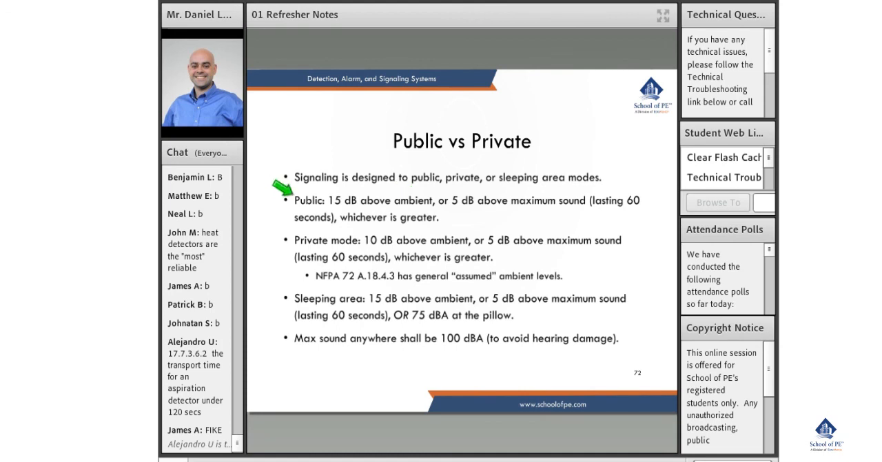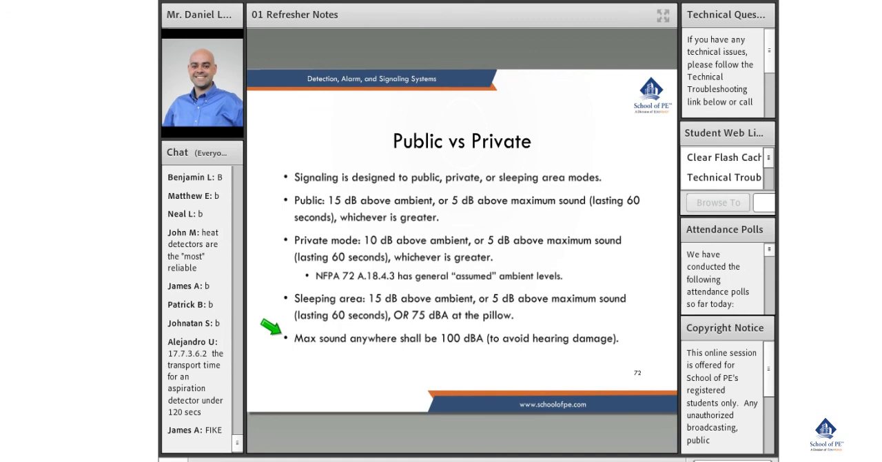You'll see public mode signaling. Now private mode signaling is 10 decibels above ambient or 5 decibels above maximum. And sleeping areas is 15 decibels above ambient, 5 decibels above maximum, or minimum 75 decibels at the pillow. Important to note here, I've got a problem coming up next, but we're just going to jump straight to the solution so I can show you here. NFPA 72's annex has generally assumed ambient levels for your different types of occupancies. We'll address that in 2 slides.